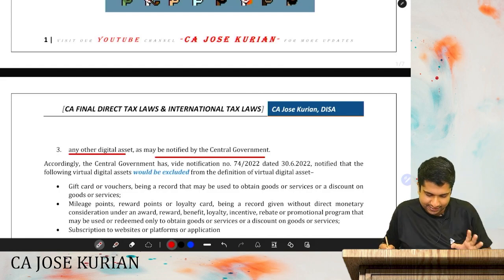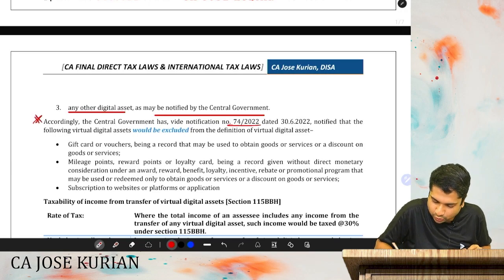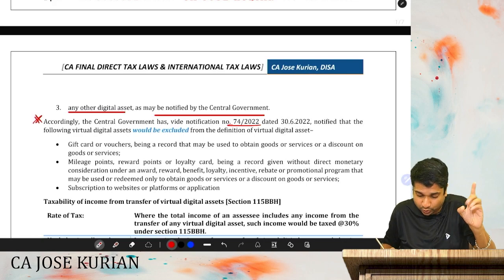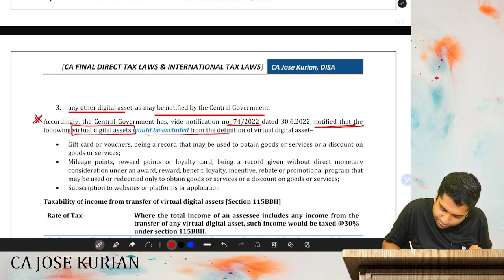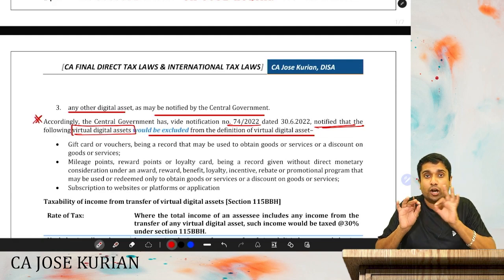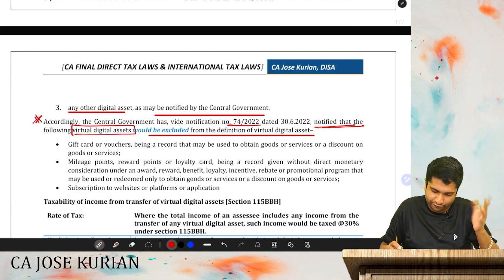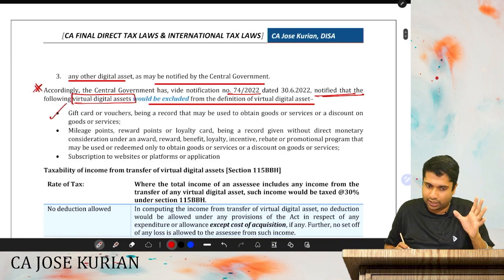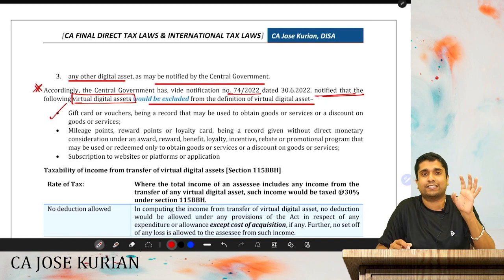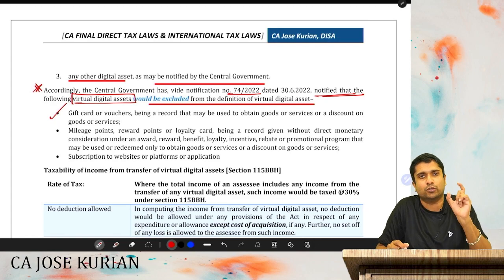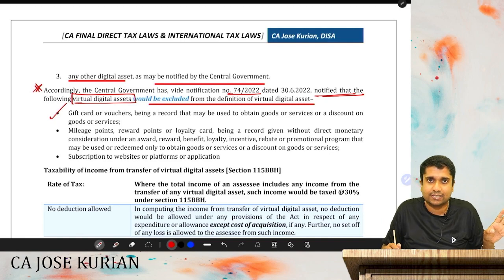Now, accordingly, the central government, vide notification number 72/2022, dated 30th June 2022, notified that the following virtual digital assets would be excluded from the definition of VDA. So the following items shall not be regarded as virtual digital assets. It has been notified by the central government by way of a notification. So let's understand. Number 1, a gift card or a voucher being a record that may be used to obtain goods or services or discount on goods or services. Say for example, you have a discount card which is used by you in a shop or in a store or in an online store to get a discount. That is not regarded as a VDA.